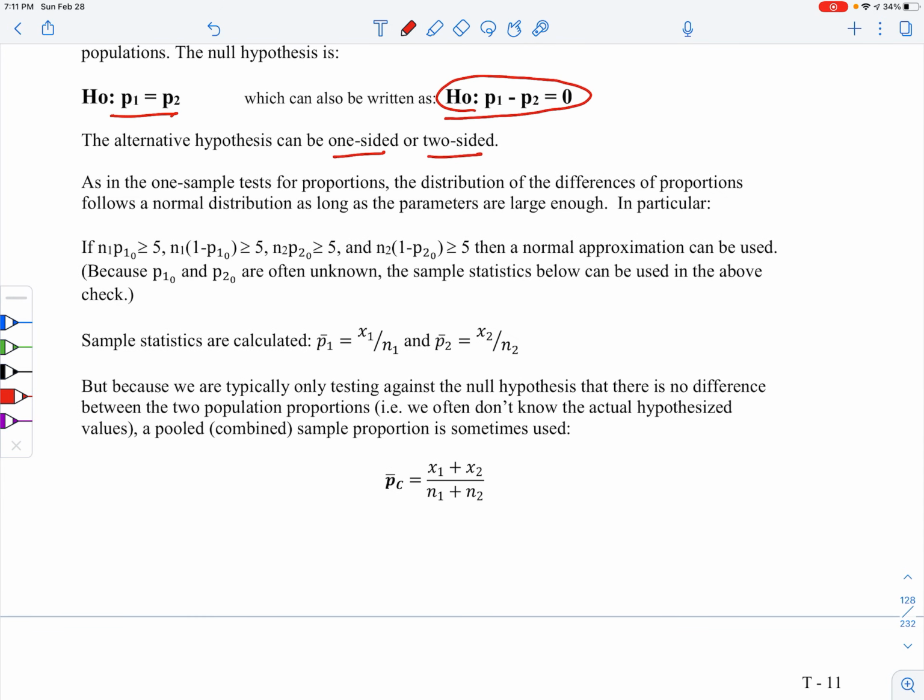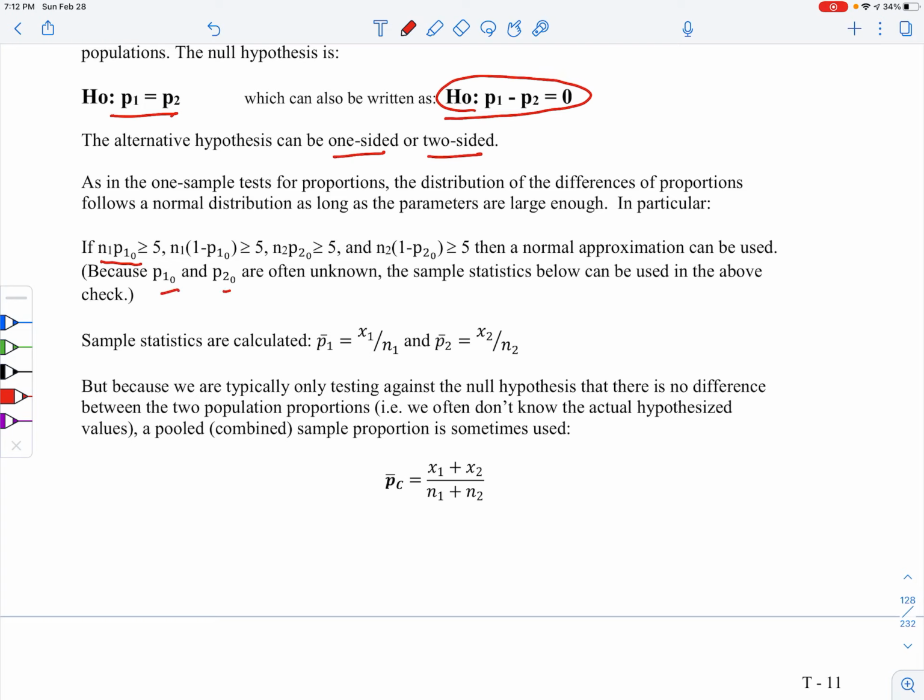As in the one sample test for proportions, the distribution of the differences of proportions follows a normal distribution as long as the parameters are large enough. Specifically, remember we had that n times p naught is at least 5 and n times 1 minus p naught is at least 5. Now you've got two proportions here, so n1 times p1 naught is at least 5, and n1 times 1 minus p1 naught is at least 5, and the same for the second population here.